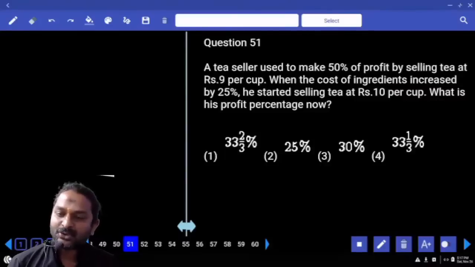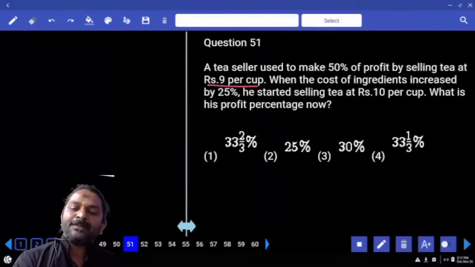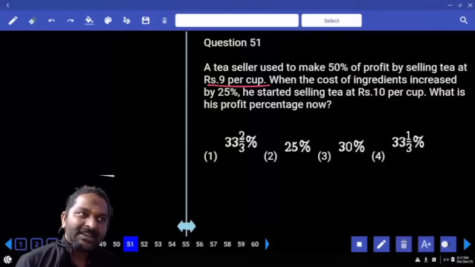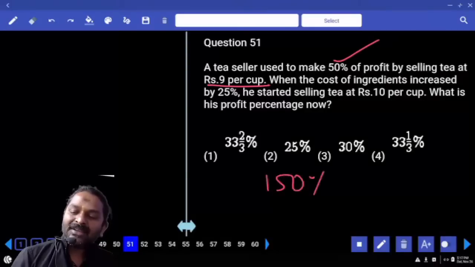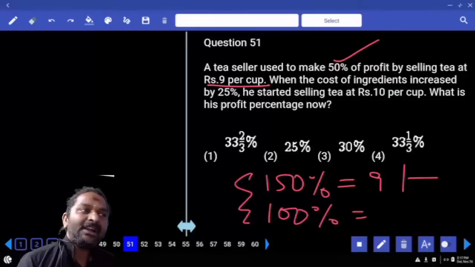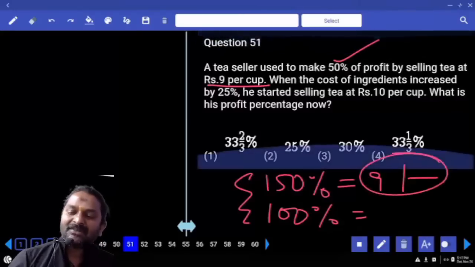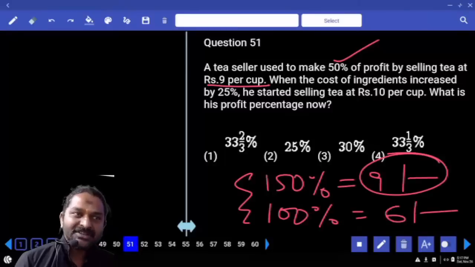A tea seller used to make 50% profit by selling tea at 9 rupees per cup. So 9 rupees is the selling price only, and thereby he gained 50% profit. Then selling price is 150%, which is equal to 9 rupees. To calculate cost price, it is 100%. 150 and 100 are in the ratio 3:2. 3 parts is equal to 9. 2 parts is equal to 6. Hence cost price is 6 rupees.